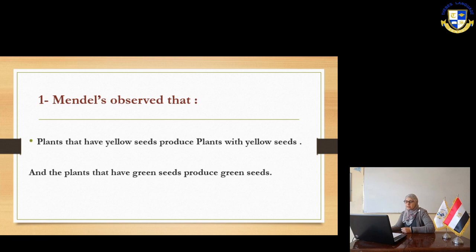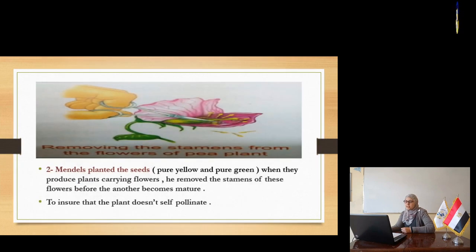Slide number 9. Removing the stamen from the flower of pea plant. We can see here how we can remove the stamen from the flower. Mendel plants the seed. Here we have pure yellow and pure green. When the plants produce flowers, he removes the stamen of this flower before the anther becomes mature to ensure that the plant doesn't self-pollinate. So he removes it to be sure that it doesn't make self-pollination.